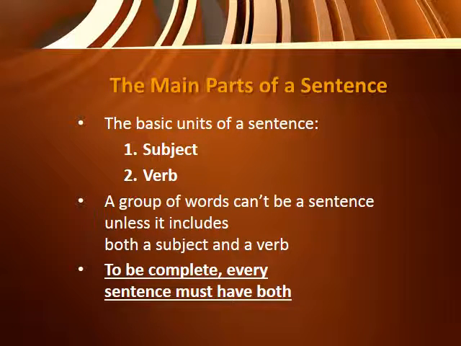The main parts of a sentence, the basic units of a sentence: you have to have a subject and you do have to have a verb. If you have one and not the other, then you do not have a sentence. A group of words can't be a sentence unless it includes both. And again, just as we saw the description in the book, it can very well look like a sentence, begin with a capital, end with a period, but without the subject and without the verb, you do not have a sentence.